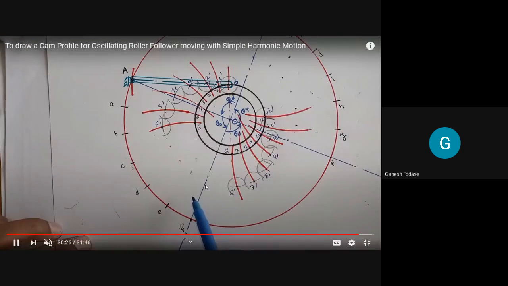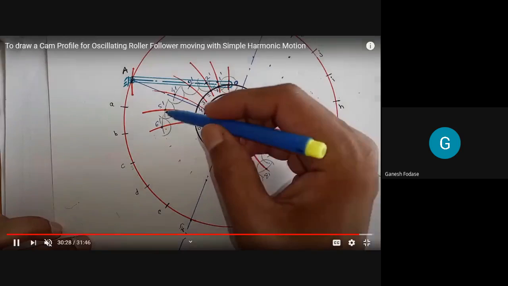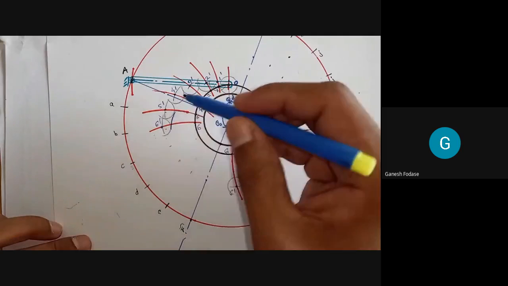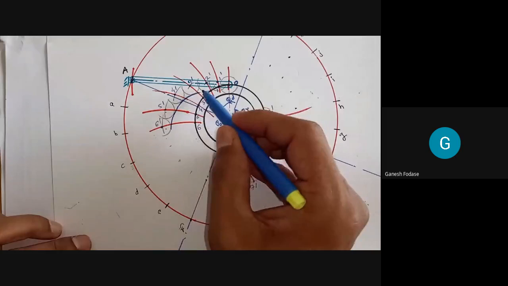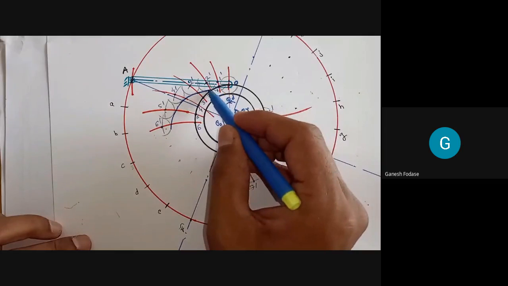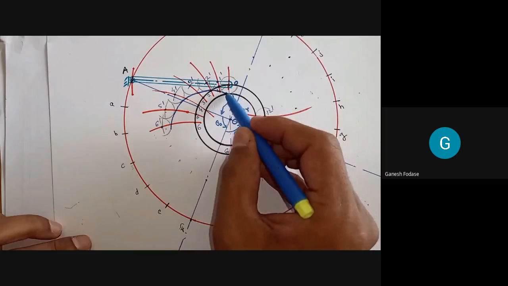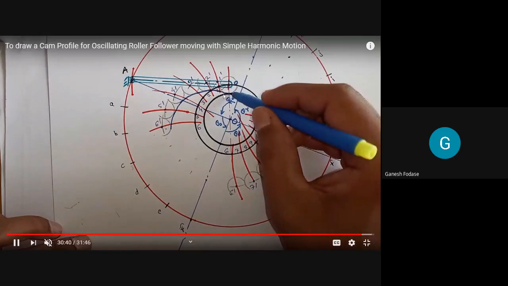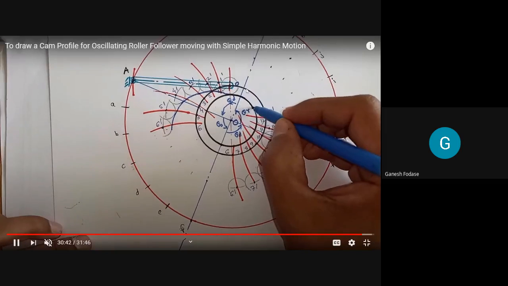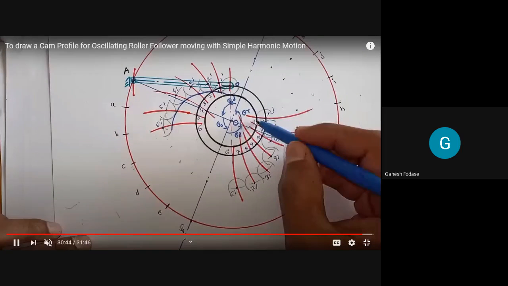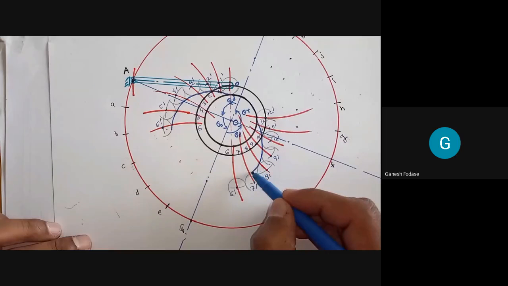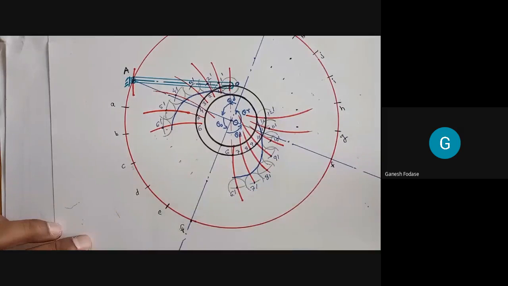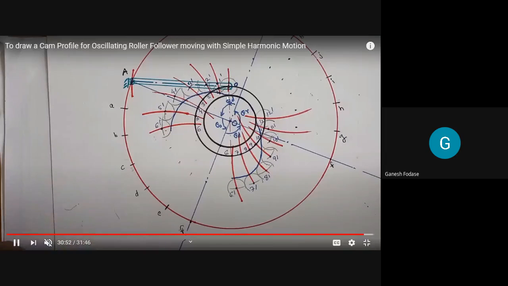Now, after getting the circles, we need to draw tangent to these circles, base of the roller circles. You see, the curve is tangent to the base of the roller circles. And you can see the curve started at the base circle here, and it must end at the base circle. So this one is a portion. Tangent to roller circles. Start and end at the base circle. That's why it is essential to draw base circle.